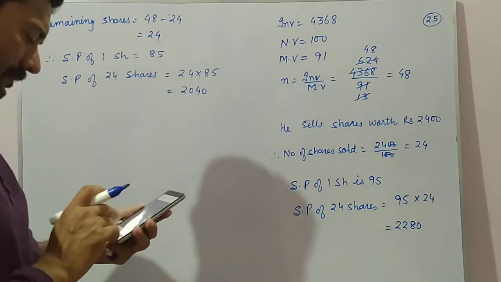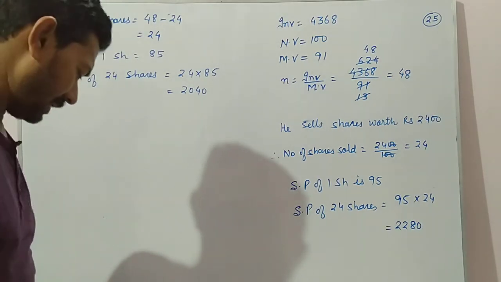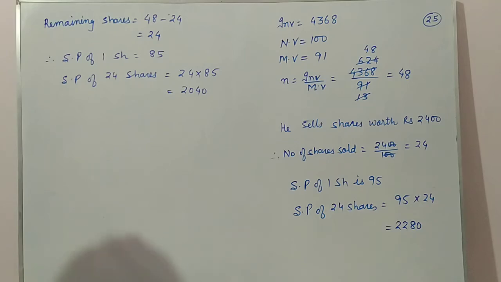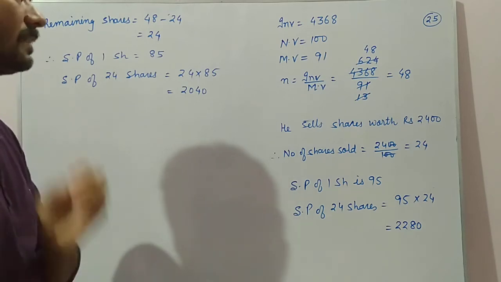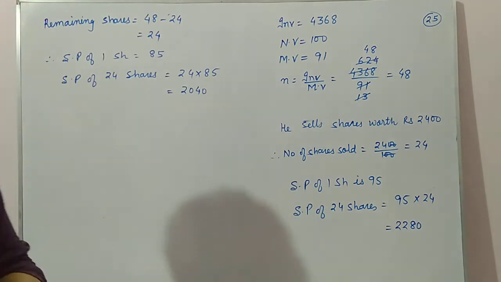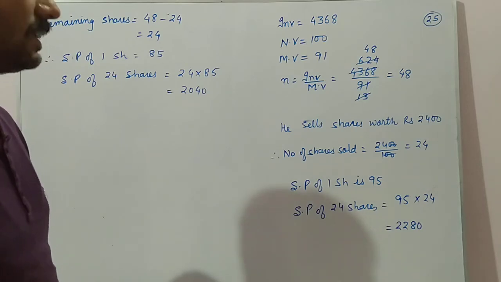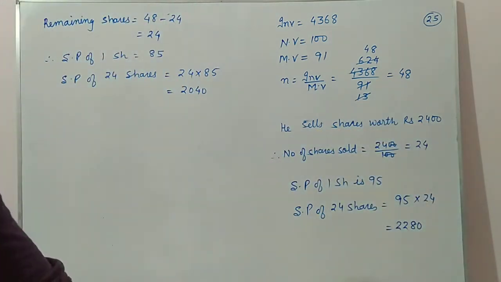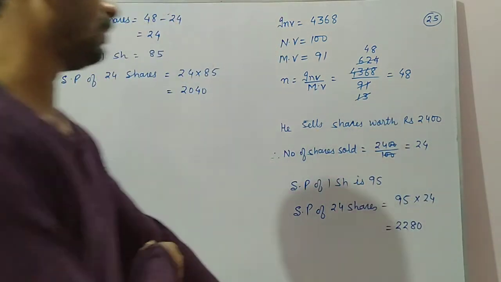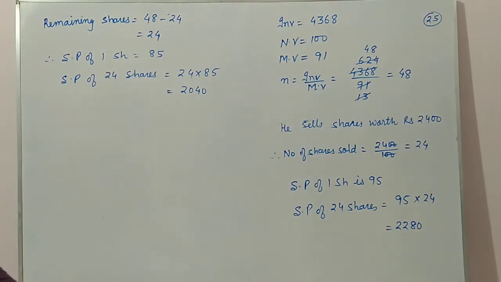Now it is said, find the gain or loss on the total transaction. Here the person invested 4,368 in rupees 100 shares at 91. He was having 48 shares. When the price becomes 95, he is selling shares worth rupees 2400, which means 2400 by 100 with respect to nominal, that is 24 shares. SP is 95 into 24, 2280. Then remaining shares, 48 minus 24, that is 24.